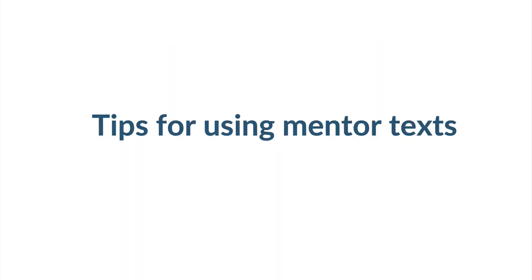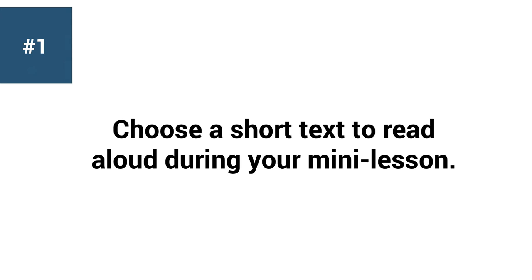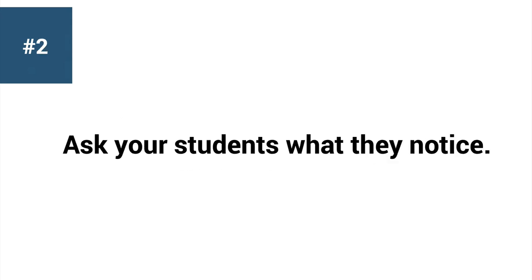Here are a few tips for using mentor texts. Choose a short text to read aloud during your mini lesson. You might have read the full text at some other point of your day, but during the mini lesson, you are going to read just the relevant pieces. Ask your students what they notice. You want to get their impression of the text before you tell them what you want them to learn from it. Because we want them to learn to read like writers, to notice how the writer did what they did. And we have to give them a chance to do that.